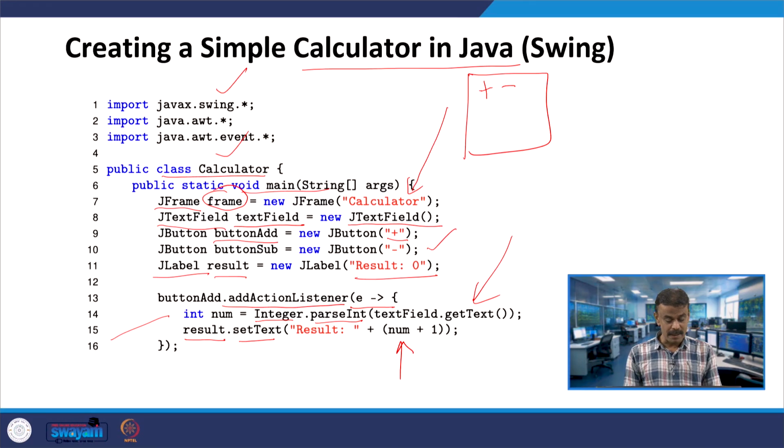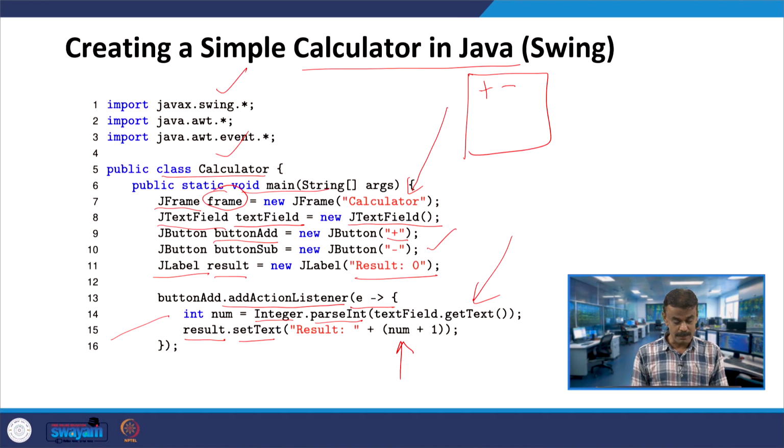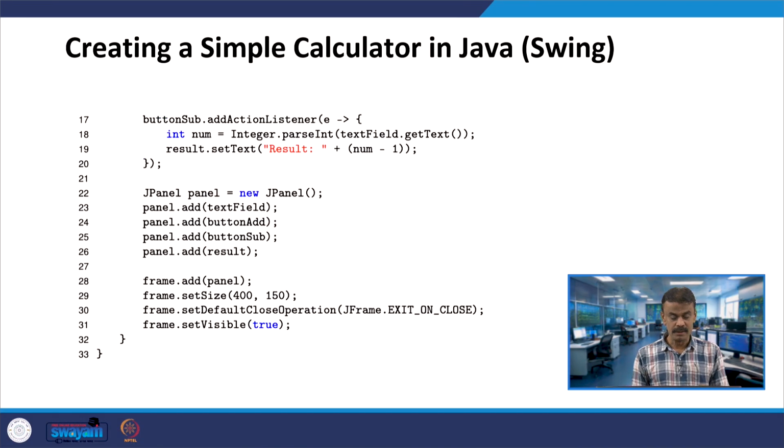Now again button sub which is in line number 10, another event listener, you call it addActionListener, it is invoking button sub. So, the button sub object you are defining in line number 10. Now exactly the same, whatever text you are typing will be converted into an integer and the result will be subtracted by 1, num minus 1. That is what you are doing, and this is also a lambda expression. So, we are seeing two lambda expressions, one is this and the second one is this.